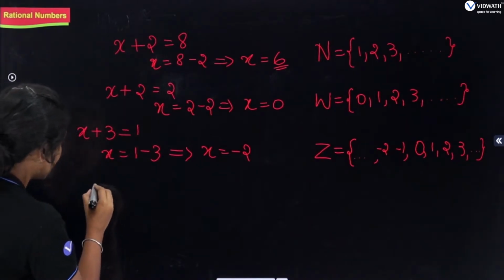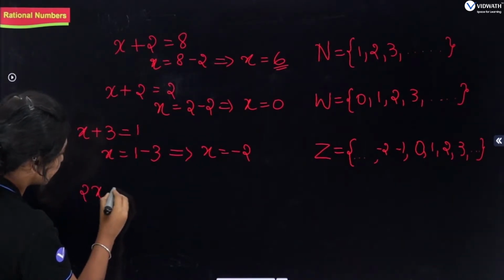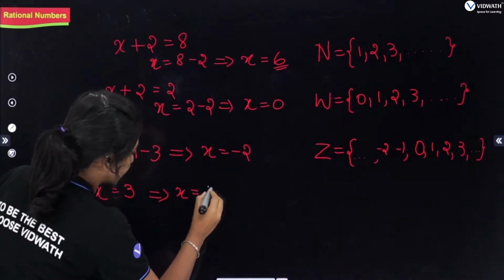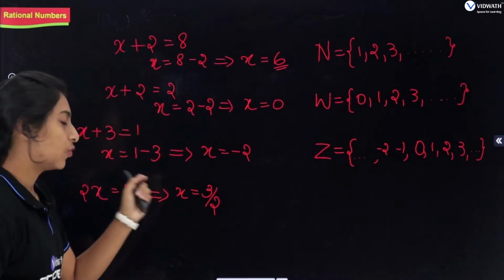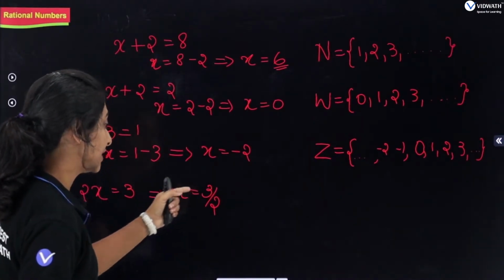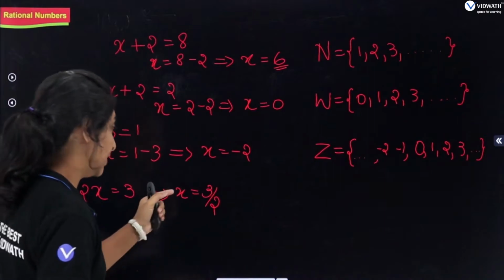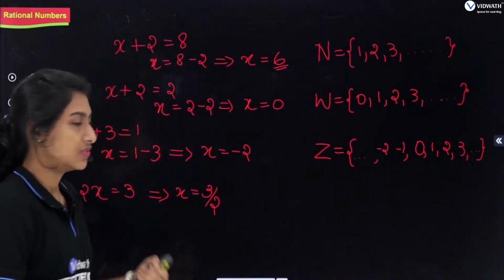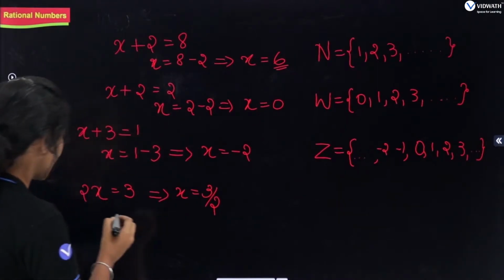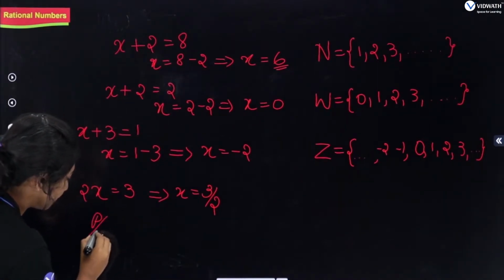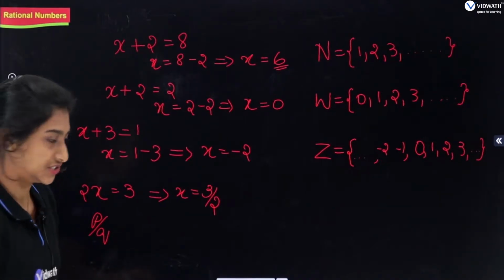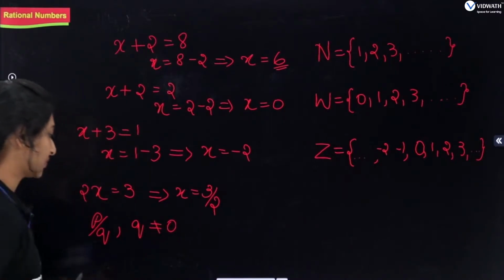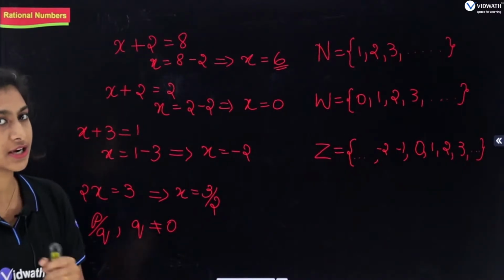Next, we come across the equation 2x is equal to 3, where x is equal to 3 by 2. And what is 3 by 2? We know that 3 by 2 is a fraction, right? And we can also say that 3 by 2 is a rational number. Now, the rational numbers are denoted by p by q, where p and q are integers and q should not be equal to 0.